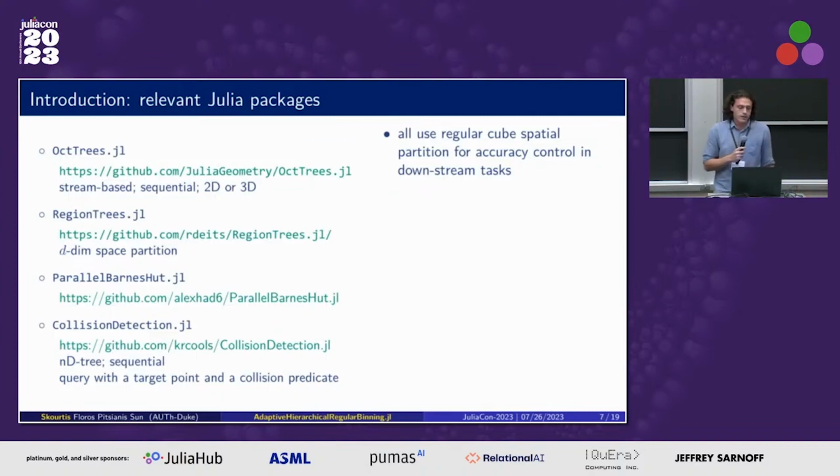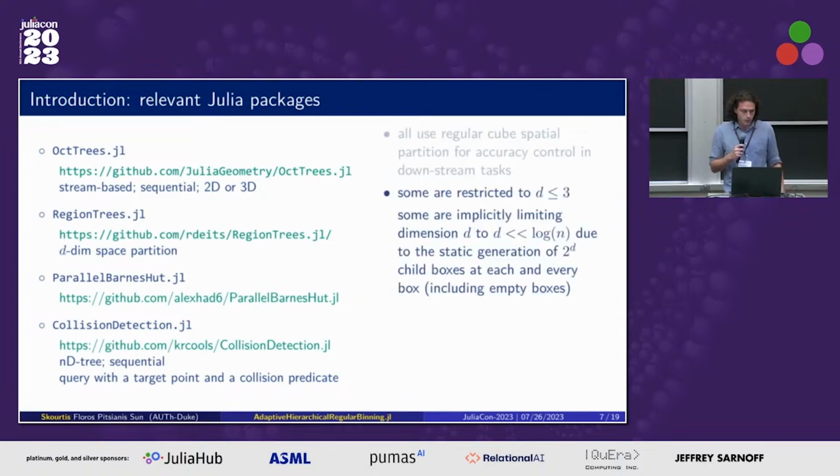So there are several packages out there that are doing similar tasks to ARB. That is, they partition space into regular bins. Some of these packages, the notable ones, are octtrees.jl, regiontrees.jl, parallelbarnshat.jl, and collisiondetection.jl. So why use ARB then?